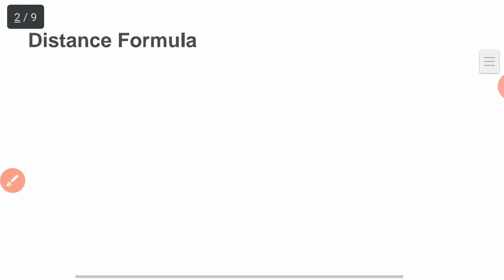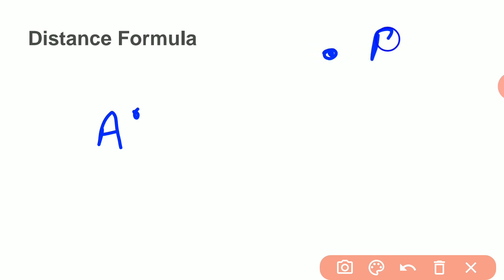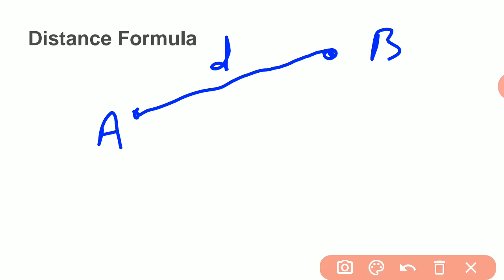Distance formula. Suppose we want the distance between 2 points, this point is A and this point is B. The distance between them is D. Then find the value of D. To find the distance between points A and B, suppose the coordinates of point A are (x1, y1) and the coordinates of point B are (x2, y2).